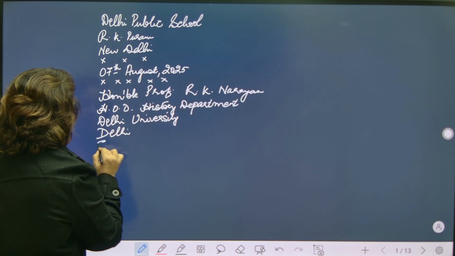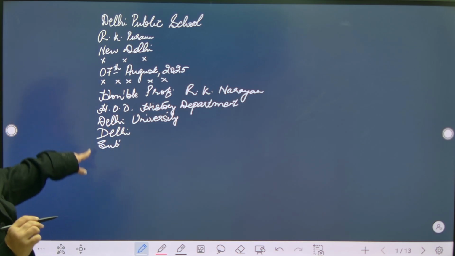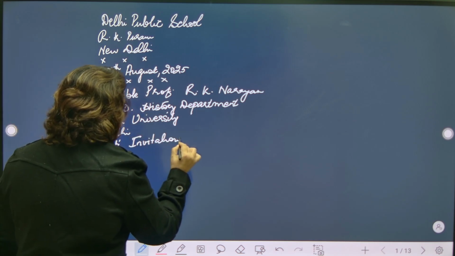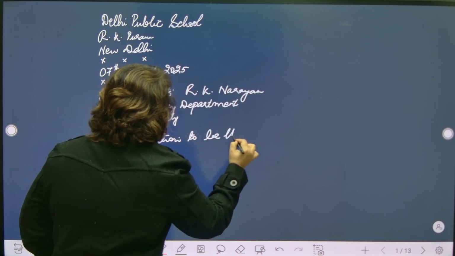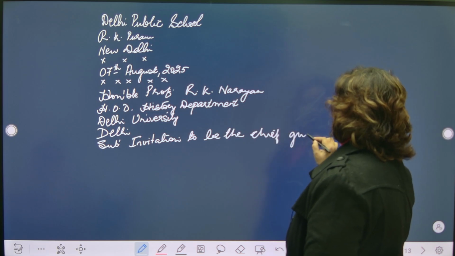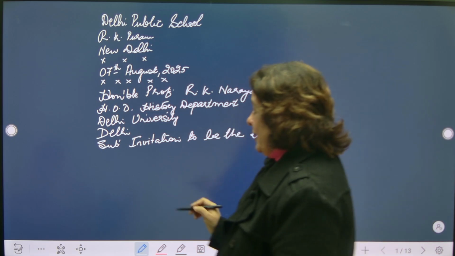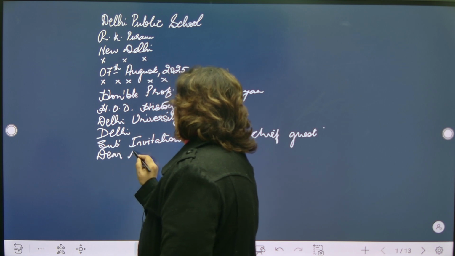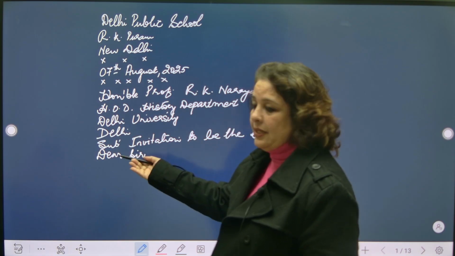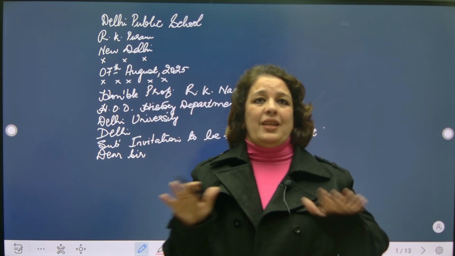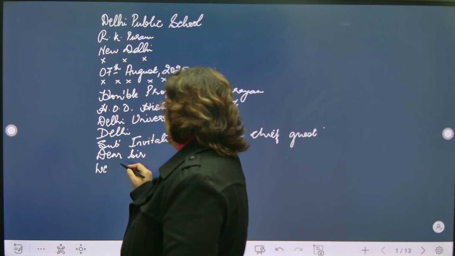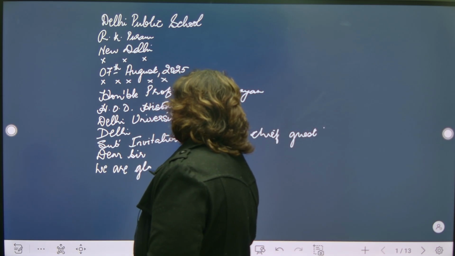Now let us come to the subject part. When you're writing the subject, you do not have to leave any line. Invitation to be the chief guest. Then the body. Before that, the salutation. Dear Sir. Most of the students tell me, ma'am, you should write Respected Sir. No, because the person who is inviting and the person who is invited are considered to be of the same cadre. So you don't have to do that. Okay. We are glad to inform you.